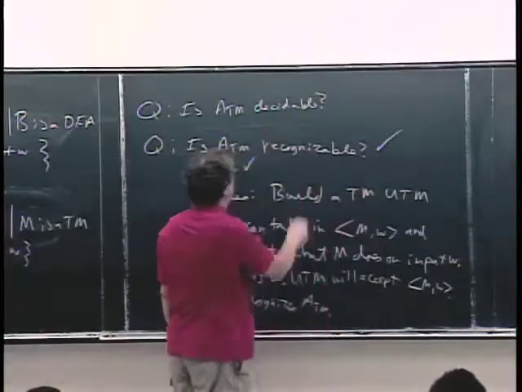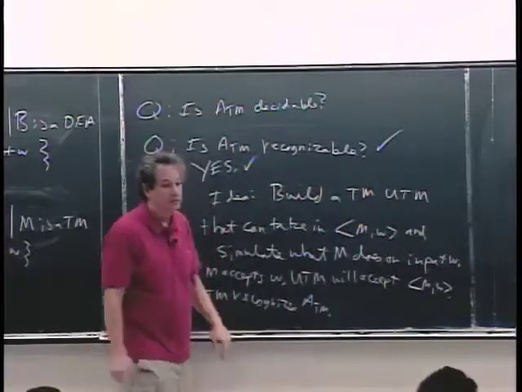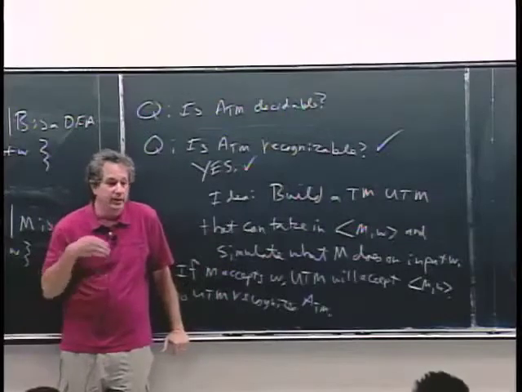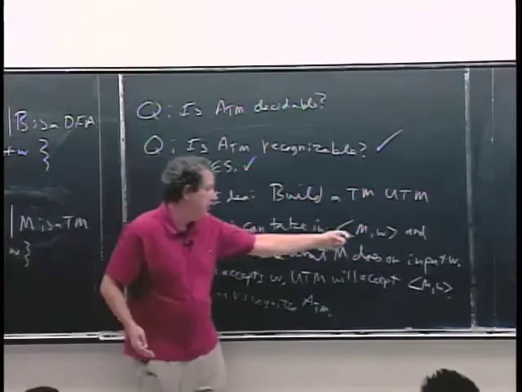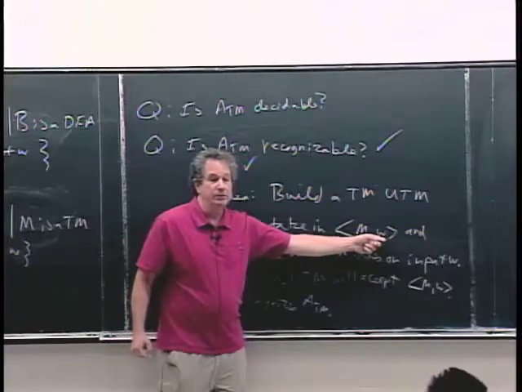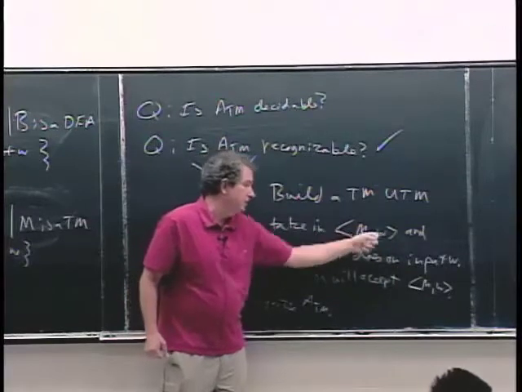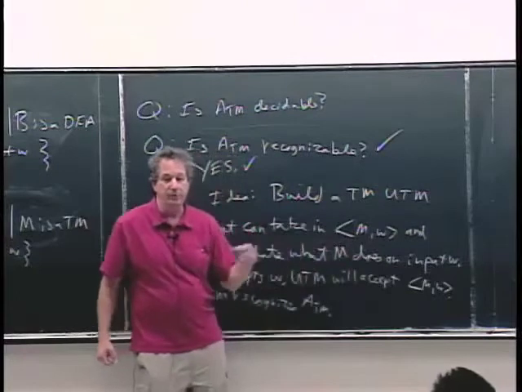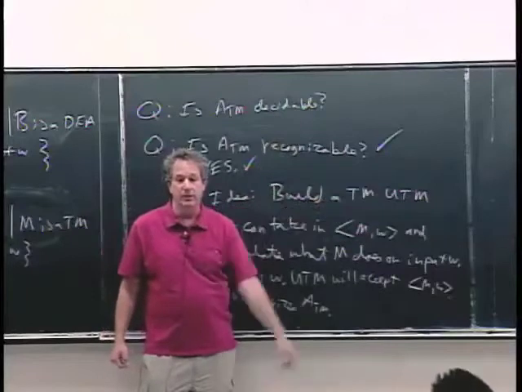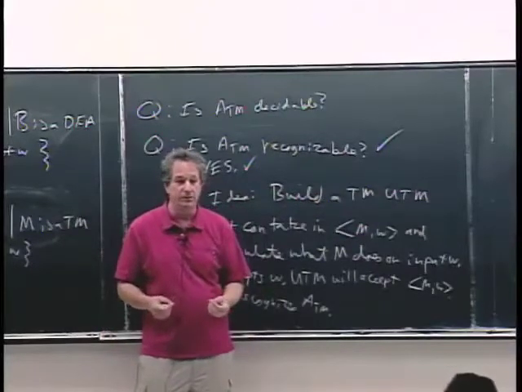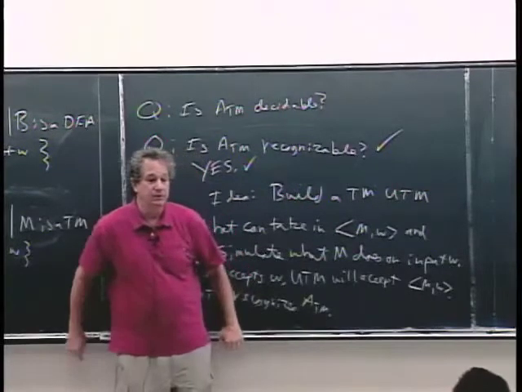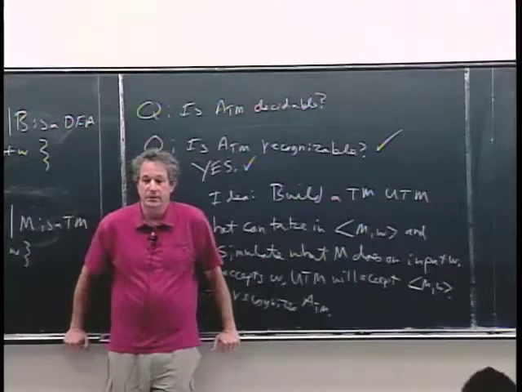Yes. Okay. Now, is ATM decidable? The simulator, the universal Turing machine that we just built, does not always halt. If M does not halt when it's being given W, the universal Turing machine will also not halt when it's being fed in M and W. So we certainly haven't proven yet that ATM is decidable. All that we did over there was to show that ATM is recognizable. It doesn't establish that ATM is decidable. So is ATM decidable? Any ideas?